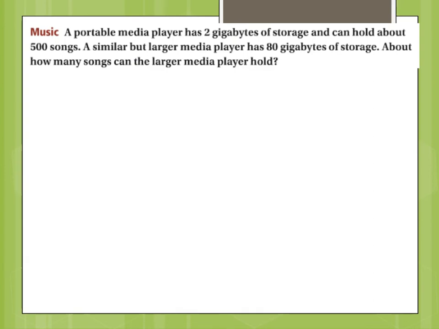When we're using proportions, you are going to be dealing with a lot of word problems. So what I always tell my students is whenever you have a proportion word problem, I would always set up the equation first. So first I'm going to have a fraction bar equal fraction. And when I read through this, a portable media player has 2 gigabytes of storage and can hold 500 songs. A similar but larger media player has 80 gigabytes and it's asking how many songs.